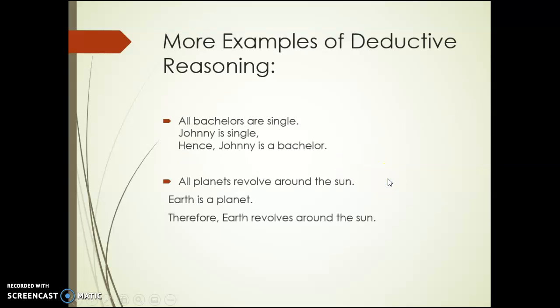Some more examples of deductive reasoning. All bachelors are single. Johnny is single, hence Johnny is a bachelor. Or all planets revolve around the sun. The Earth is a planet, therefore the Earth revolves around the sun.